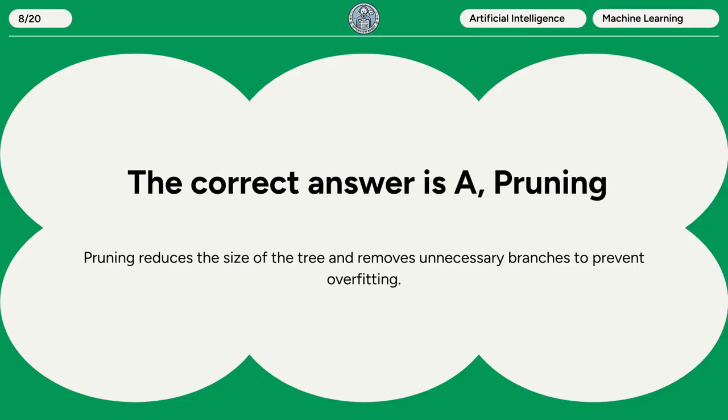The correct answer is A. Pruning. Pruning reduces the size of the tree and removes unnecessary branches to prevent overfitting.